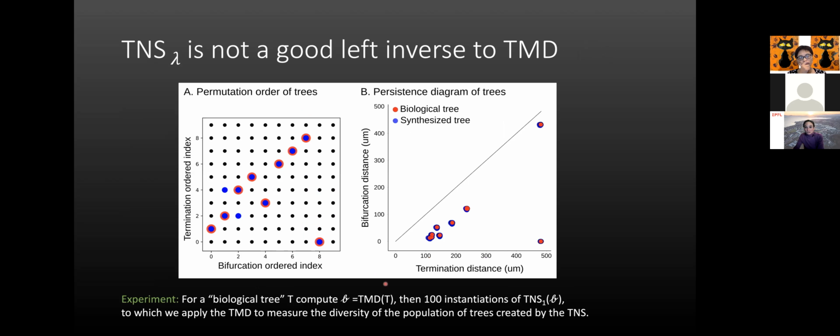On the other hand, it's not such a good left inverse, because if you start with a biological tree, coming from a neuron, you compute its associated barcode, and then you look at 100 different instantiations of what you get by synthesizing new neurons from that barcode. And then you, again, come back down to compute the associated barcodes to those 100 trees, and you look at the associated permutations, and you see that there is some variation going on. You can still switch permutation types. You don't see it so much in the persistence diagrams themselves, but if you start looking at the permutation types of these barcodes, then you see that there is some variation. So you can actually change things around.